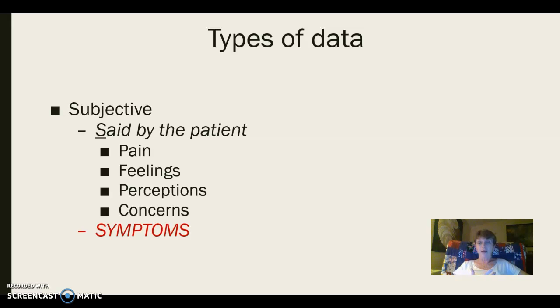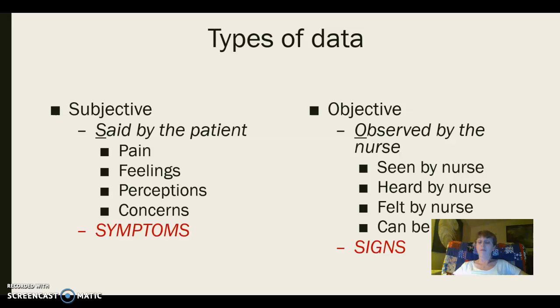This type of data has to come from the patient. So it's something that they tell us about pain, feelings, perceptions. We also call subjective data symptoms. Objective data, on the other hand, can be observed by the nurse. It is seen, heard, felt. It can be measured. We often call objective data signs, like vital signs.